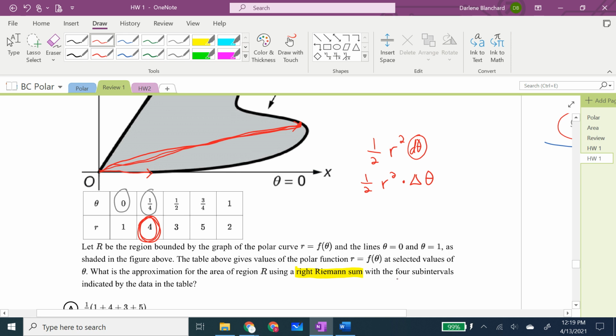Now you are told 4 subintervals indicated by the data in the table. So now we're going to take a look at the data in the table. This delta theta is 1/4. This next delta theta is also 1/4. Another 1/4, and another 1/4. Convenient. Every one of my delta thetas is 1/4.